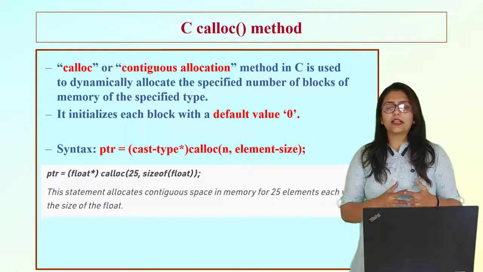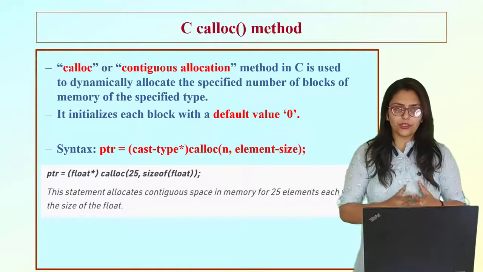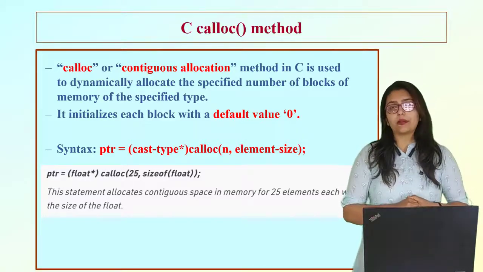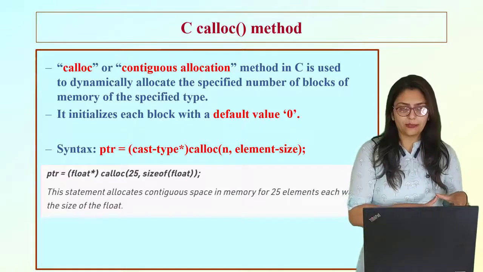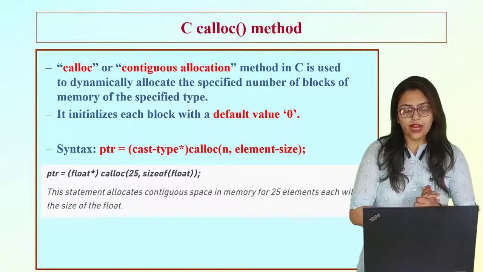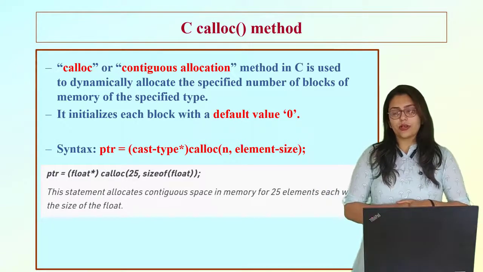Then the other method is calloc. calloc is the abbreviation of contiguous memory. By contiguous memory I mean that if the first element is stored at the 200th place, then the second element will start from the end of the first element. So it will be stored in sequence. That is called contiguous allocation.